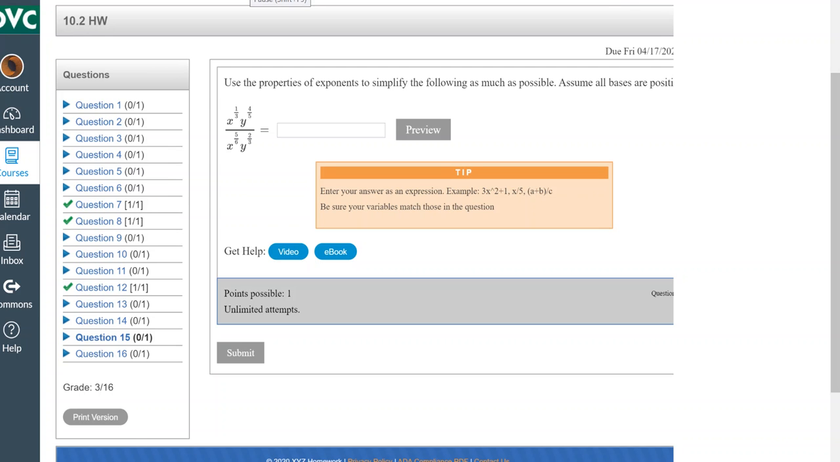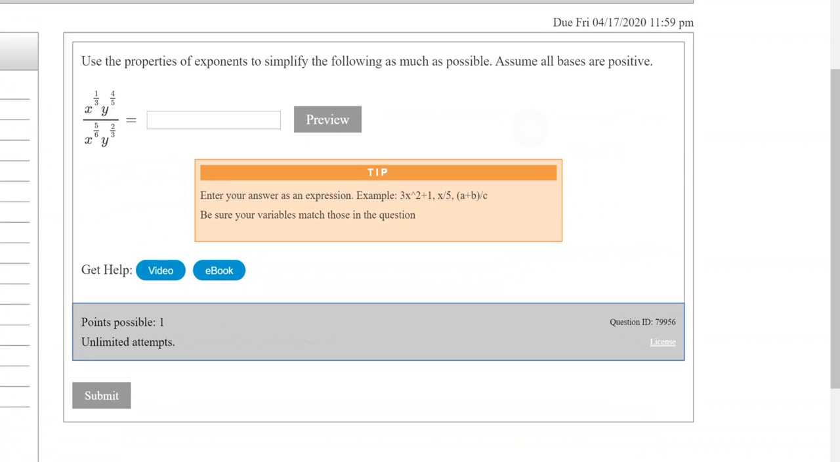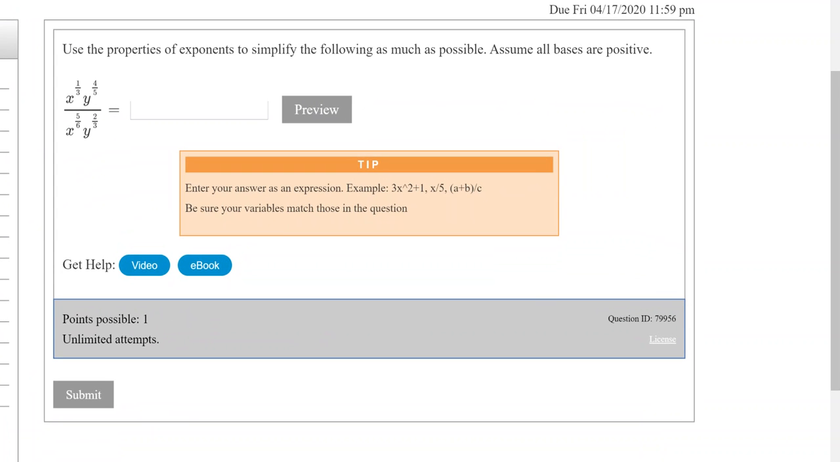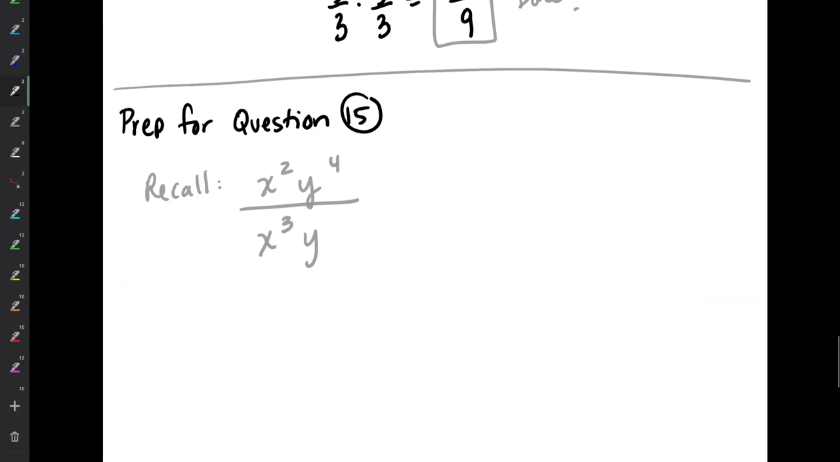In this video, we're going to do question 15 from homework 10.2. So we are asked to use properties of exponents to simplify the following expression as much as possible. And again, we are assuming that the x's and the y's are positive. Before we do this exact problem, let's recall some laws of exponents.